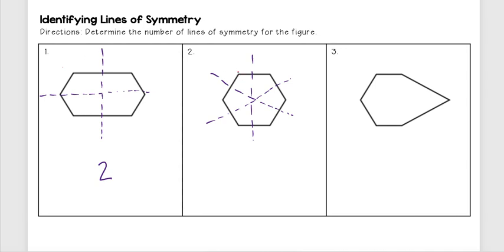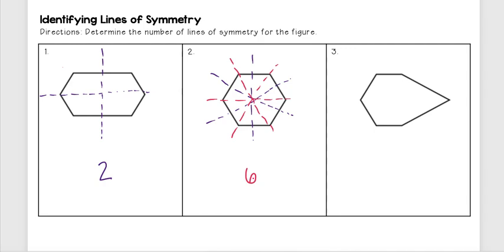However, I also see if I go from a vertex to the opposite vertex, that also cuts the figure in half. And so I can do that with every single one of them. And so that adds 3 more. So in total, I have 6.